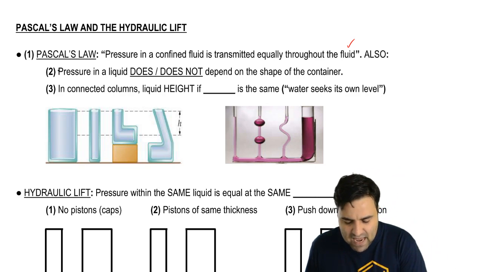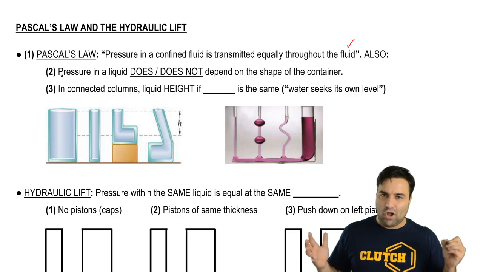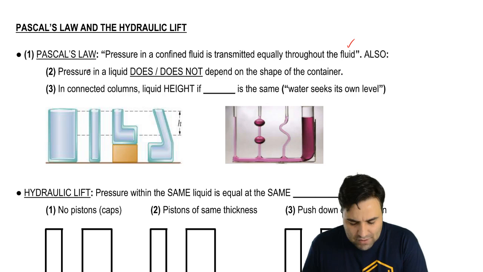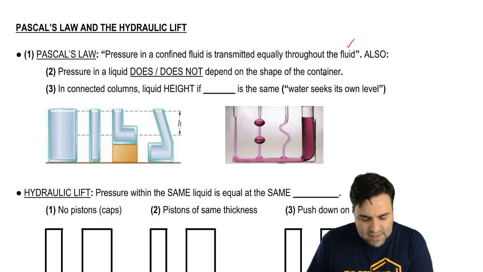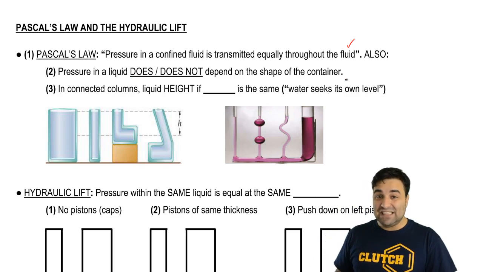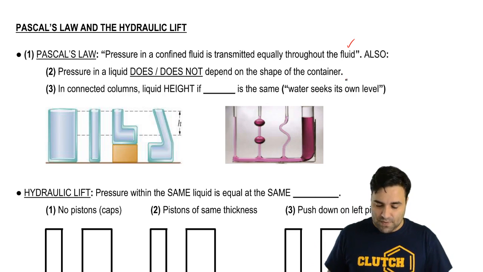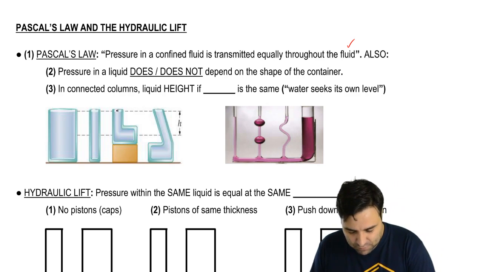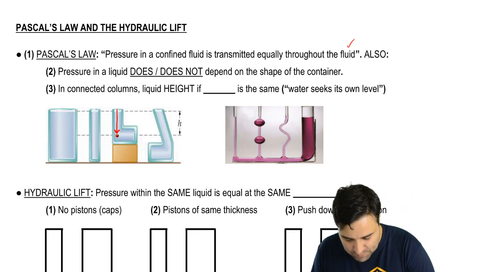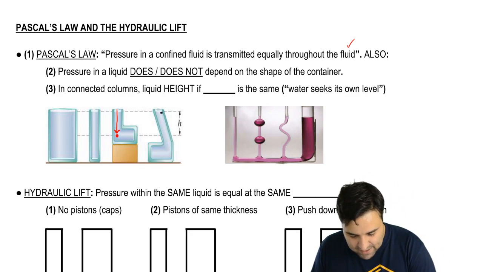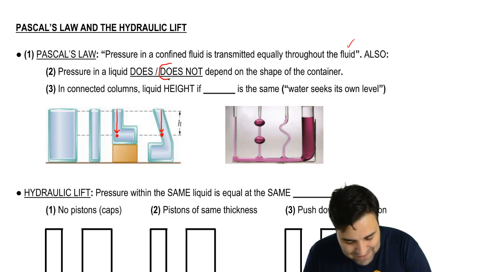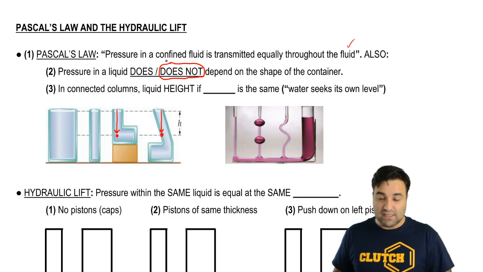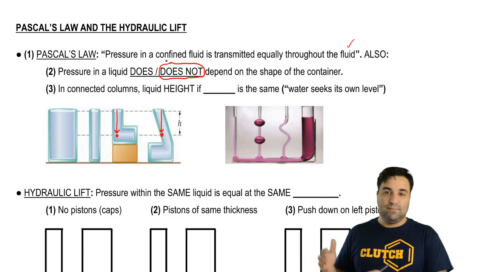A second related rule, it isn't like a law named after anyone, but you should know that pressure in a liquid. So do you think pressure in a liquid does depend on the shape of the container, or do you think it does not depend on the shape of the container? So for example, is the pressure here at this point the same as the pressure here, or is it different? And the answer is that the pressure is actually the same. The pressure, you should know, does not depend on the shape of the container. It only depends on some other stuff.